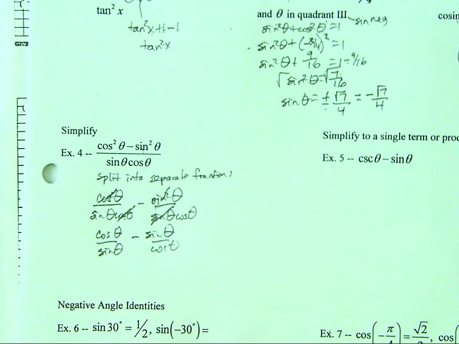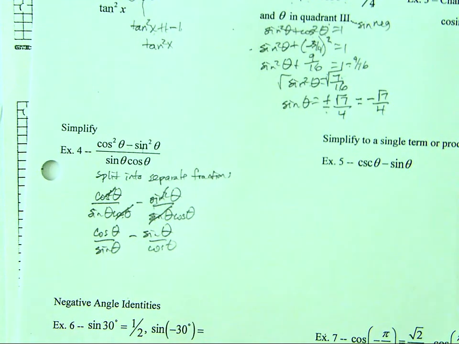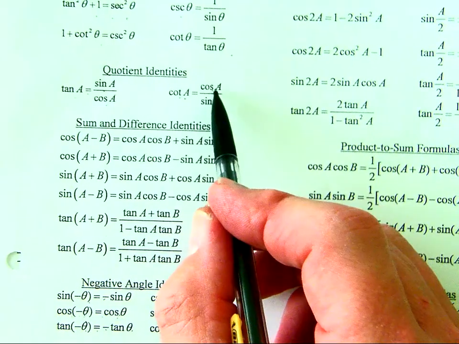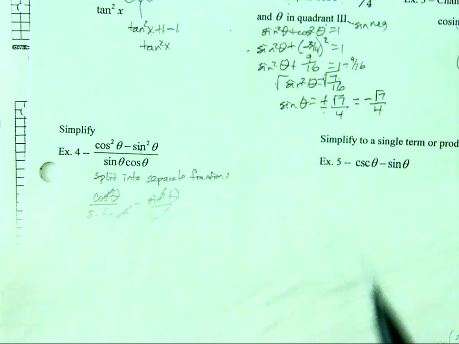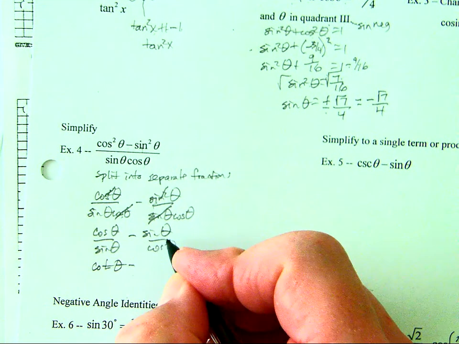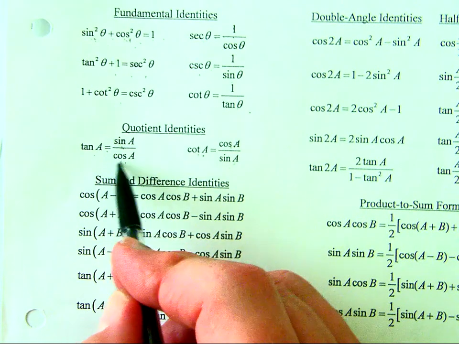Now, let's see if we can simplify that. Again, we look for something like that on our sheet, like cosine over sine. On our identity sheet, if you look at the quotients, cosine over sine is cotangent. So this first one is cotangent theta. Here, the second one says sine over cosine. If we look on our sheet, sine over cosine is tangent.